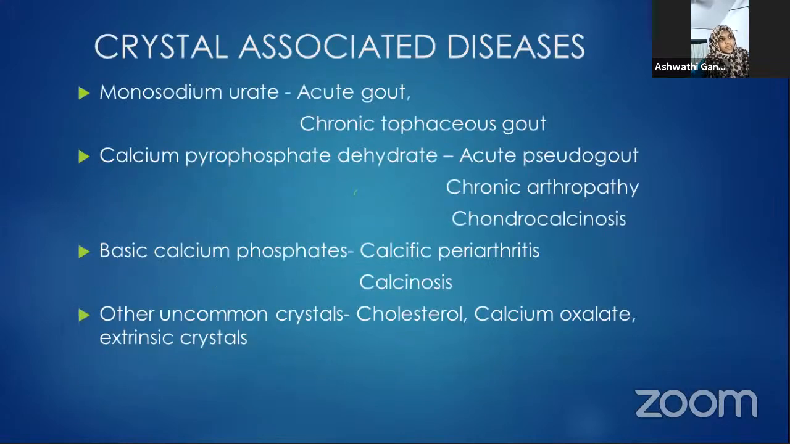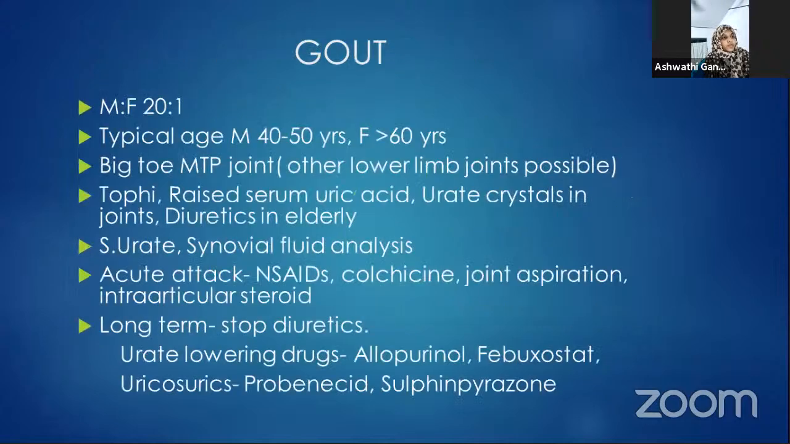Then crystal-associated diseases. Crystal-associated diseases are acute gout and acute pseudogout. Then coming to gout, gout is also very common in general practice. Typical age group is males 40 to 50 years. Estrogen is said to be uricosuric, so it is very uncommon in females in the reproductive age group. Big toe MTP joint is usually affected. Other lower limb joints can also be affected. Tophi, raised serum uric acid, urate crystals in synovial fluid.